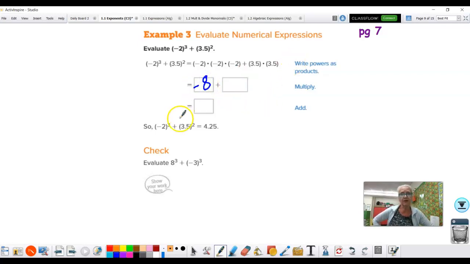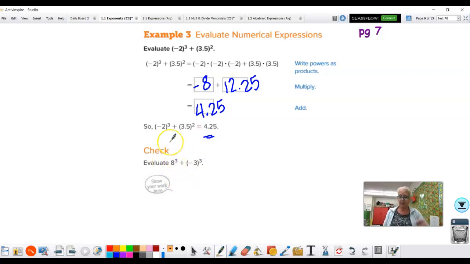And 3.5 times 3.5 is... I don't know that. Let me get a calculator. All right, 3.5 times 3.5 is 12.25. I didn't have my answer key here. Thought I was just going to wing this. All right, and -8 plus 12.25 is 4.25. I didn't do that in my head. I cheated and looked down here. Okay, so they want us to do the check here.